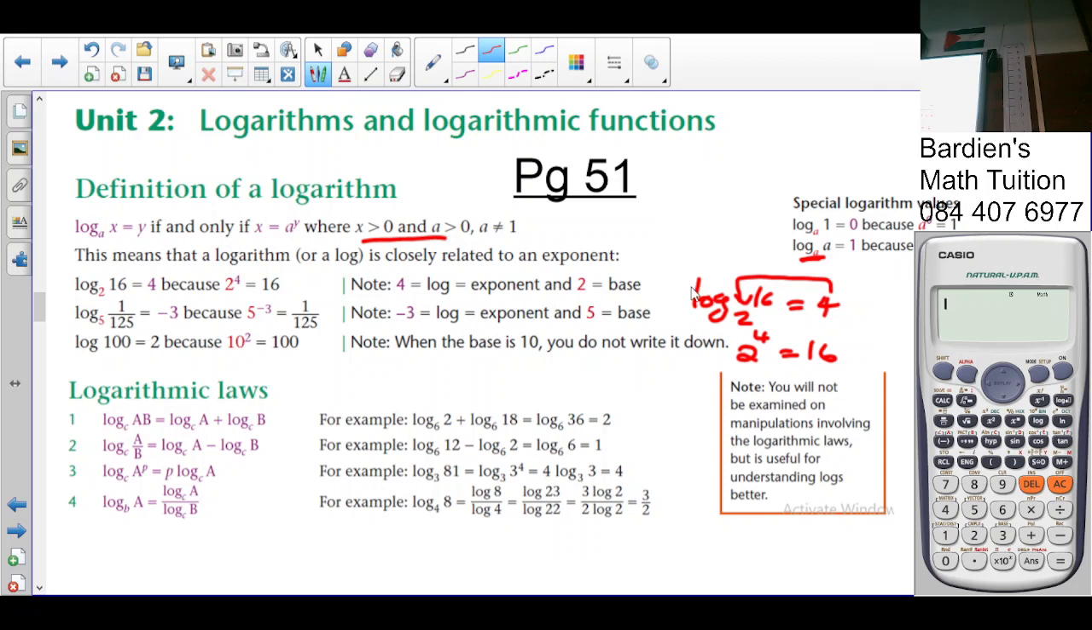Now with you again. We look at log 1 over 125 base 5 is equal to negative 3.